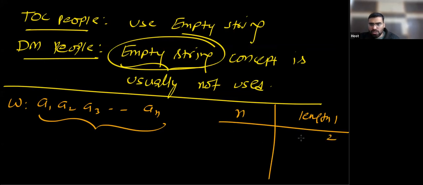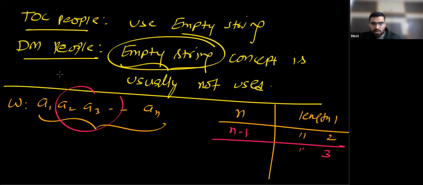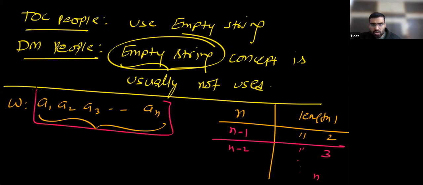Similarly, length 2 substrings, how many can you make? Again, this is very simple. A1, A2 you can make, A2, A3 you can make, A3, A4 you can make, so n minus 1. For length 3, A1, A2, A3, then A2, A3, A4, then A3, A4, A5, and so on, so n minus 2. If you go like this, the substring of length n is only one: A1, A2, up to An.